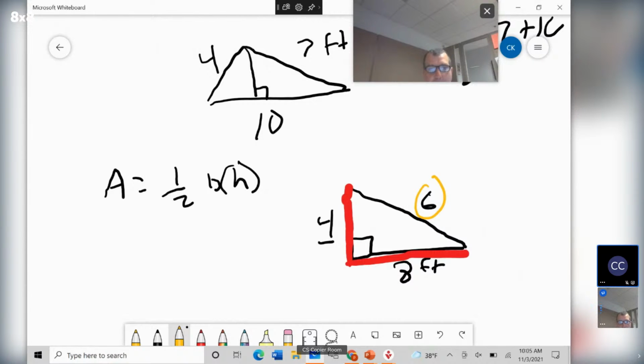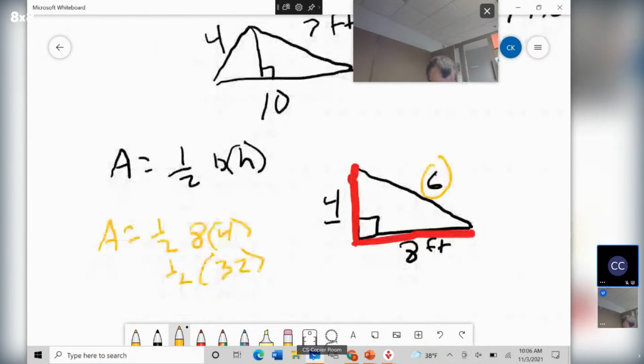We're more concerned about the base, which in this case is 8, and the height of the triangle, which is 4. Okay, so we're just going to plug these numbers in. So in this case, area equals, the base is going to be 8, and the height's going to be 4. And it's 1/2 of that. So 8 times 4 is 32, and 1/2 of 32 is going to be 16.